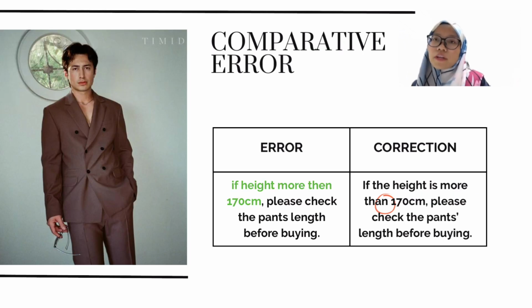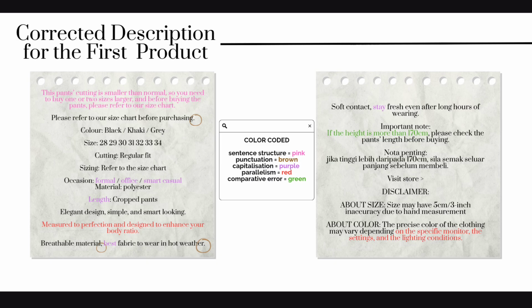The one and only comparative error in this product description is: "if height more than 170 cm, please check the pants length before buying." In the error, you can see that "then" is spelled wrongly. So we corrected it to "than", which is the correct term for comparative.